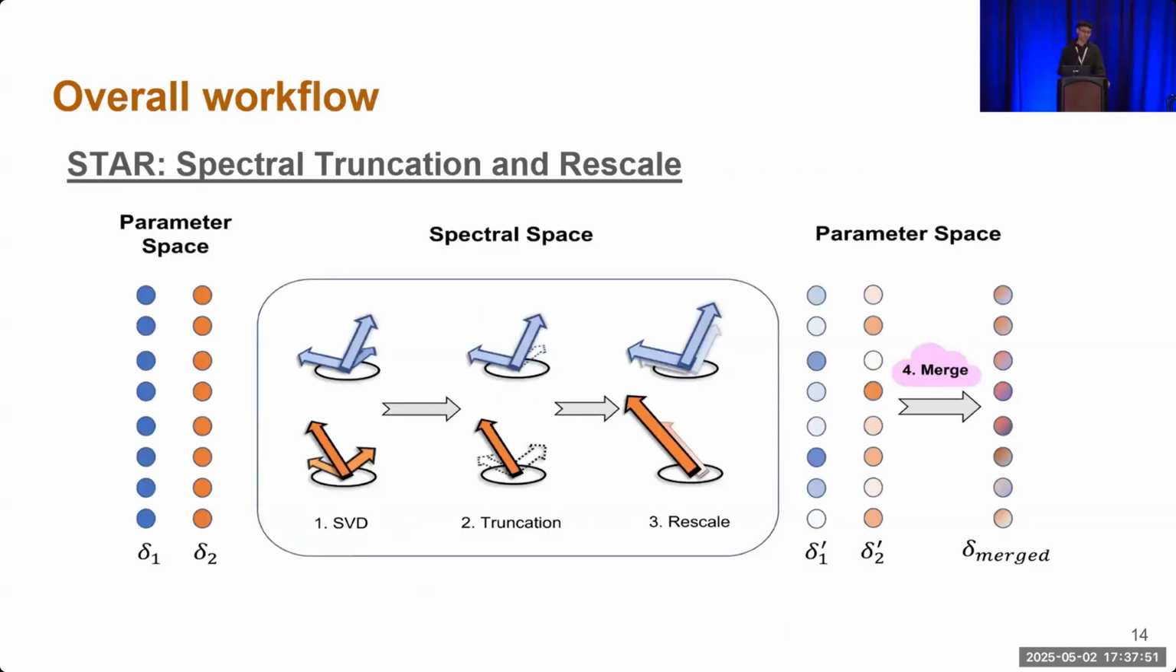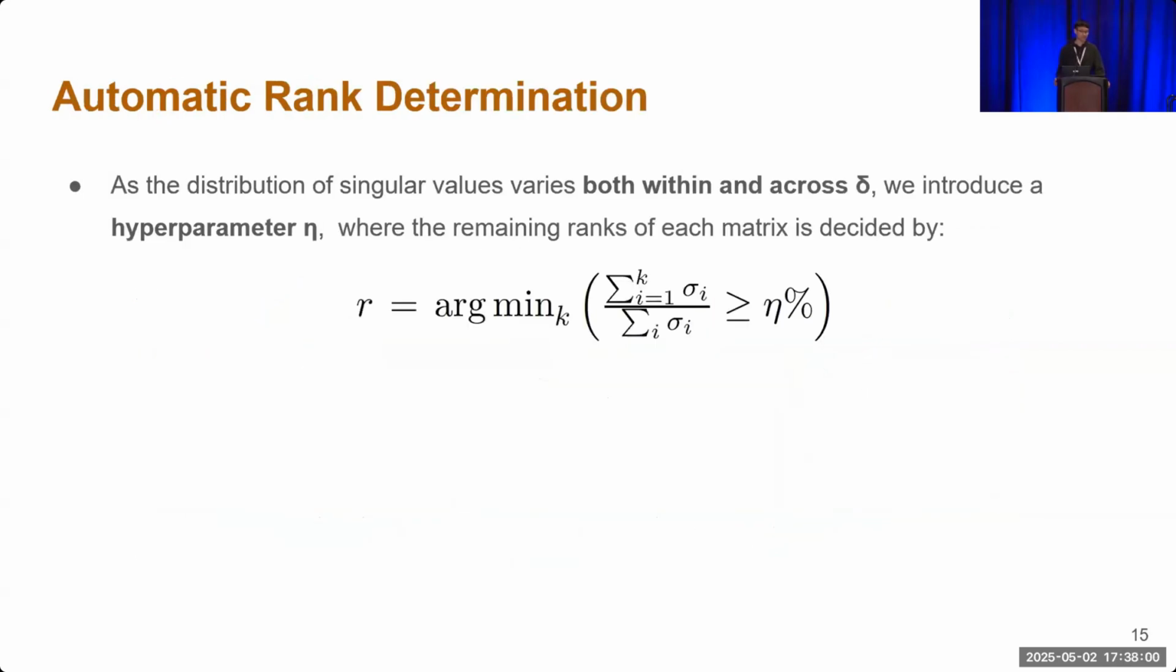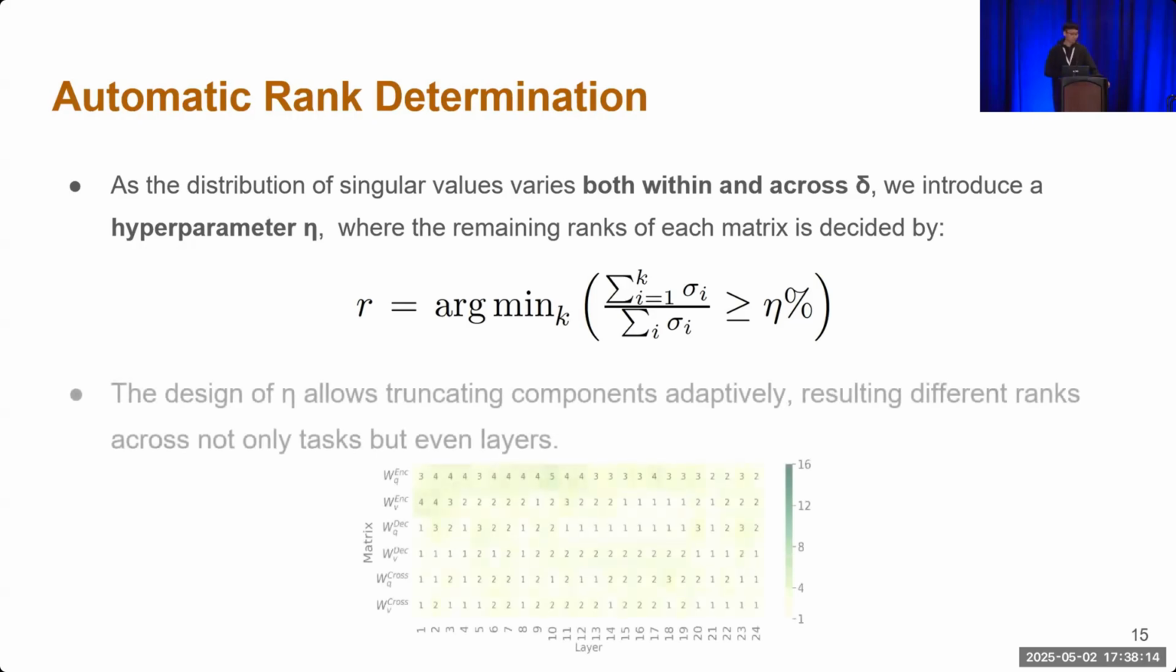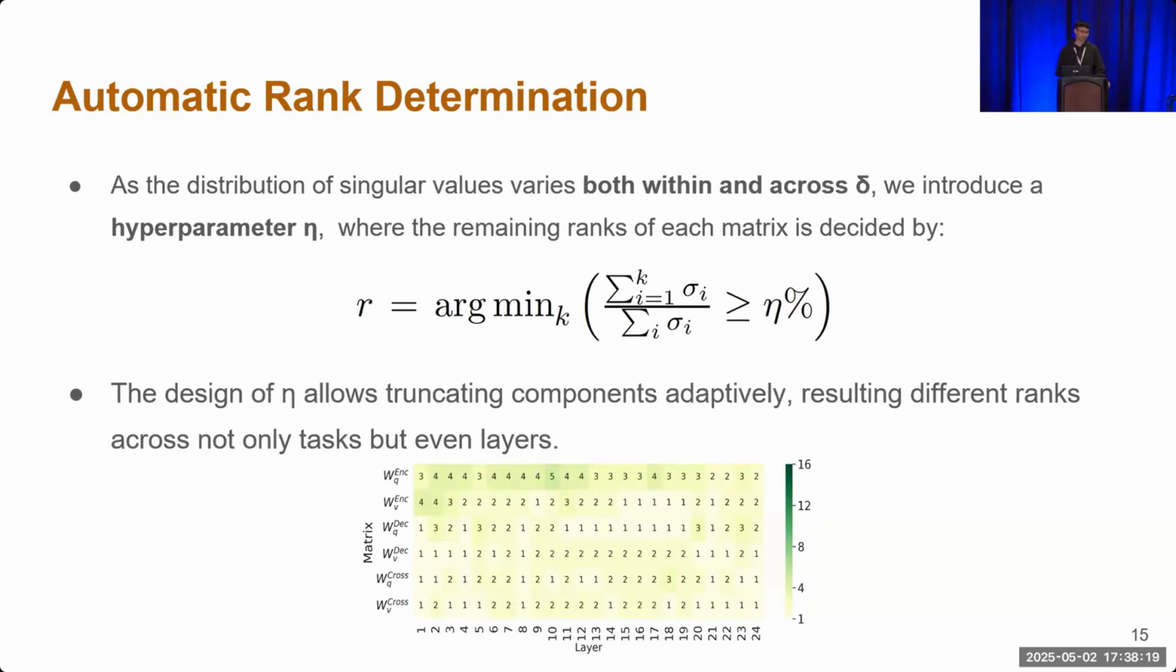So circling back again to our workflow, let's finally explain how to design the truncation extent in STAR. As the distribution of singular values varies both within and across task vectors, we introduce a hyperparameter eta here, so that the remaining ranks of each matrix are decided and controlled by it. So we would like to highlight that the design of eta allows truncating components adaptively, resulting in different ranks across not only tasks, but even layers.